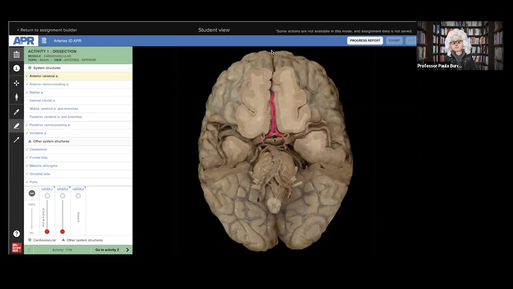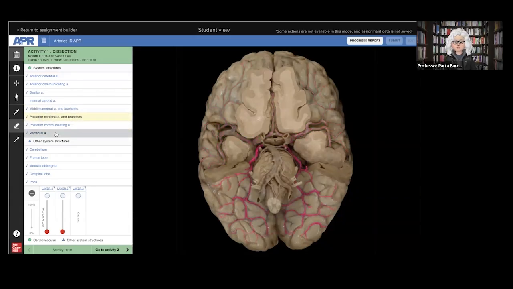So remember, this is the anterior part of the brain. This is the posterior part here. Remember, your pons are anterior. So this is the anterior cerebral artery. You have one on each cerebrum. And then we're going to have a middle cerebral artery and a posterior cerebral artery.